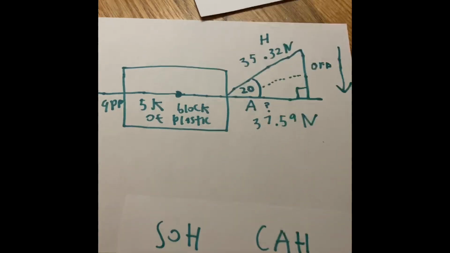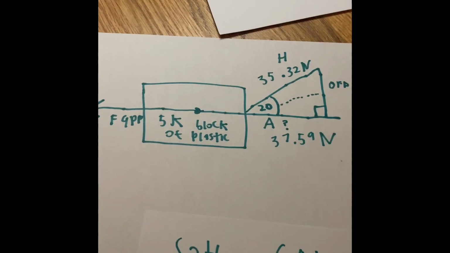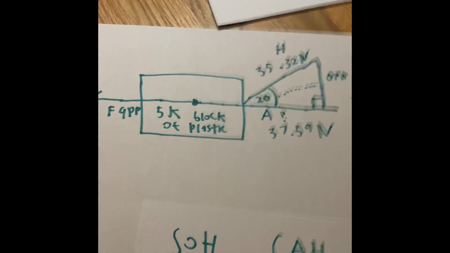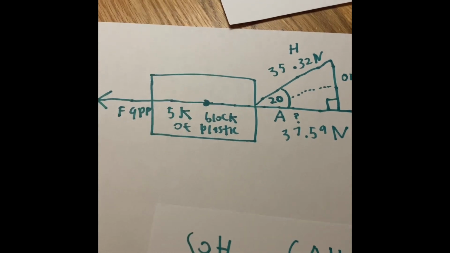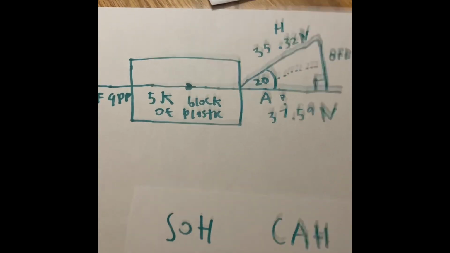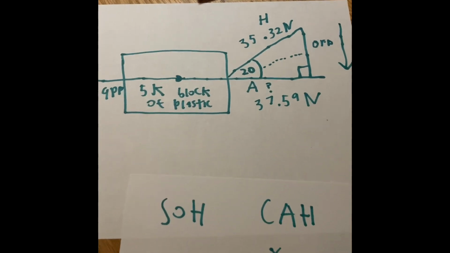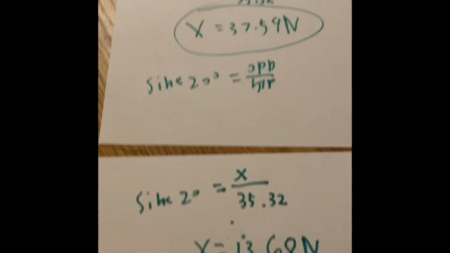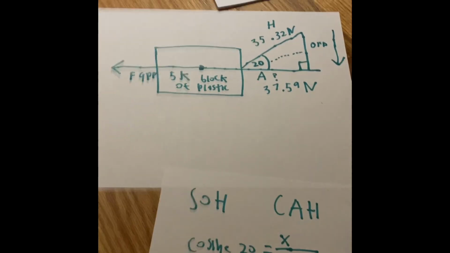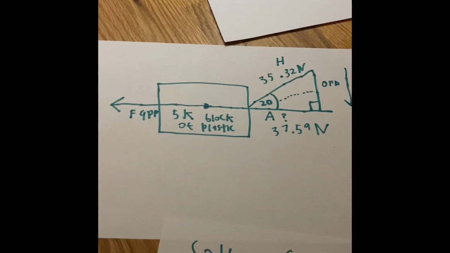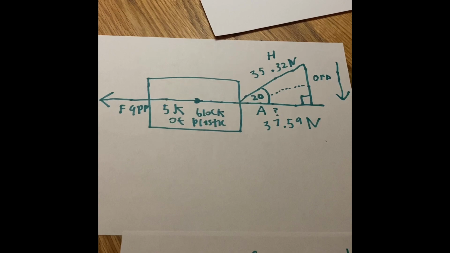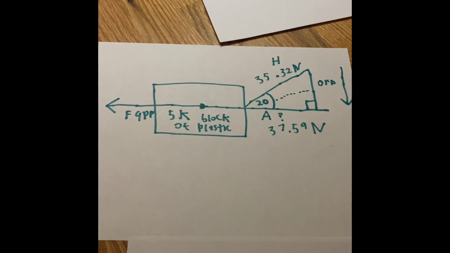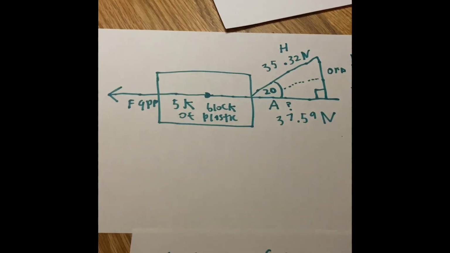You're pushing 35.32 newtons diagonally at a 20-degree angle, 37.59 newtons horizontally to the left, and 13.68 newtons of downforce. But what about the acceleration? If you're applying all that force on that 5-kilogram block of plastic, how fast is that block going to go?